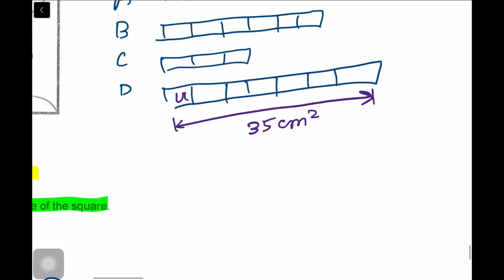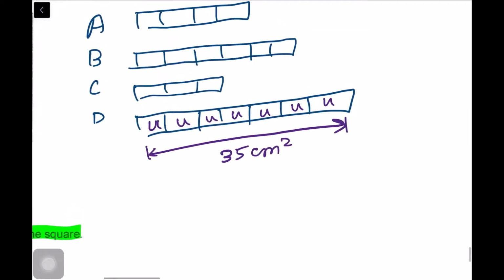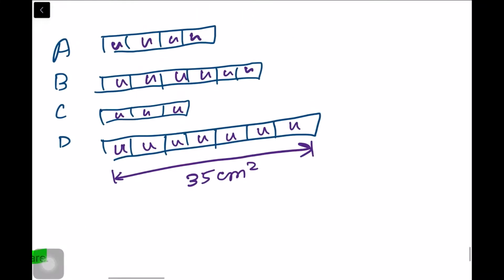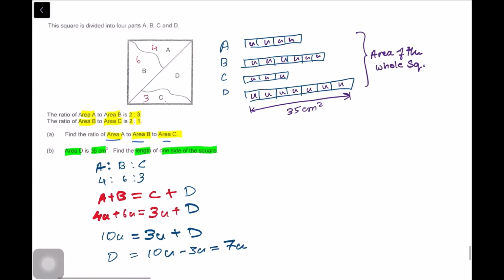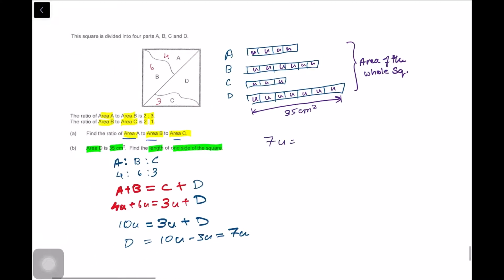This is 1 unit, 2, 3, 4, 5, 6, 7. 7 units equals 35 square centimeters. B is 6 units and A is 4 units. The total sum of A plus B plus C plus D gives us the area of the whole square. Since 7 units is 35 square centimeters, 1 unit would be 35 divided by 7, which gives us 5 square centimeters.